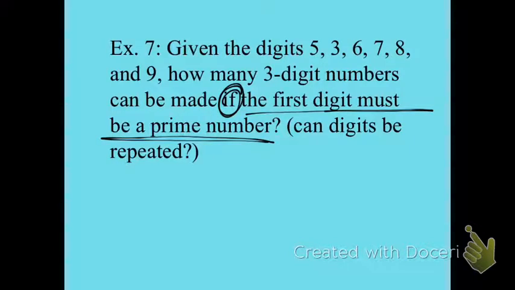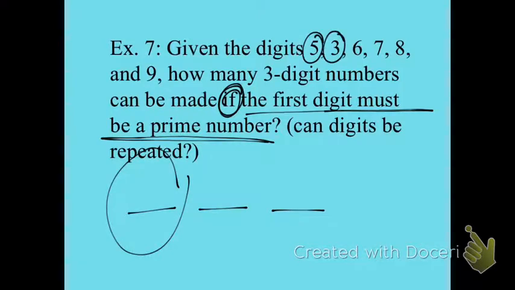How many 3-digit numbers? So I've got 3 stages. My first number is going to be my condition. I always pull that out front. So how many prime numbers are there? 2, 5, 3, 7. So there's 3 of them.